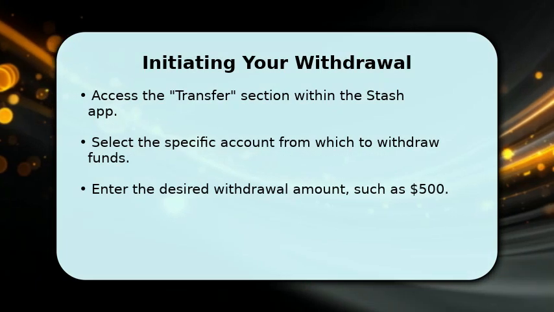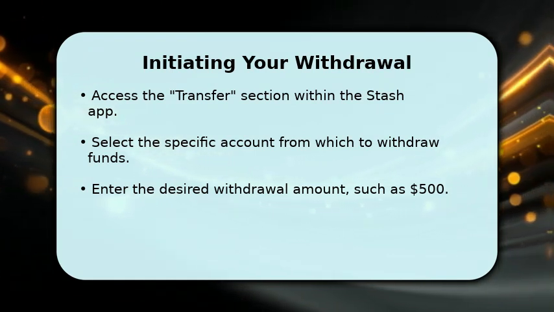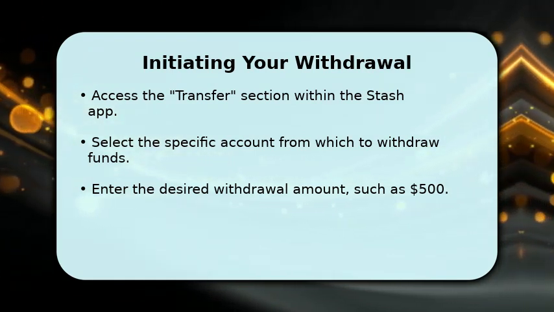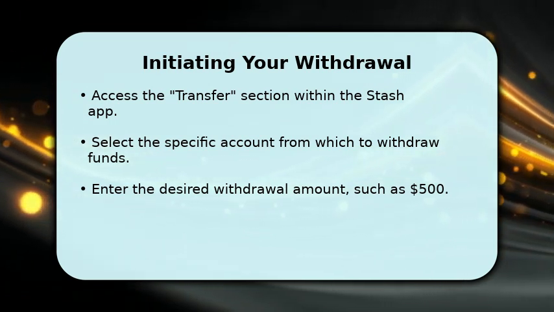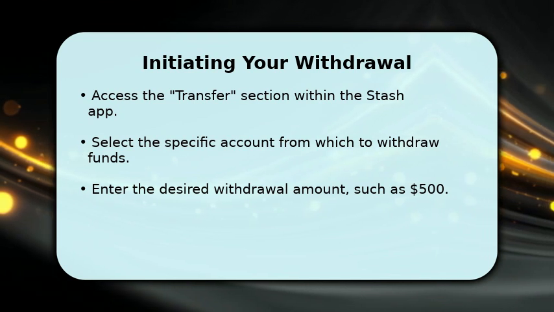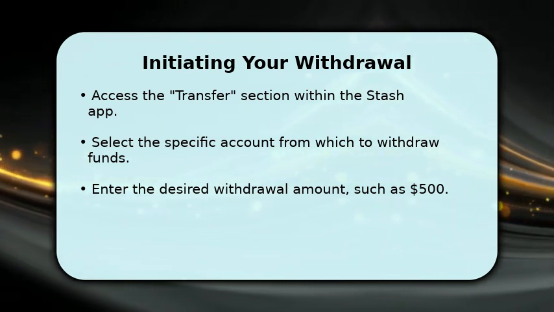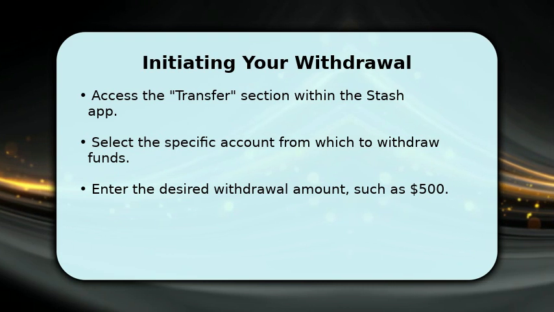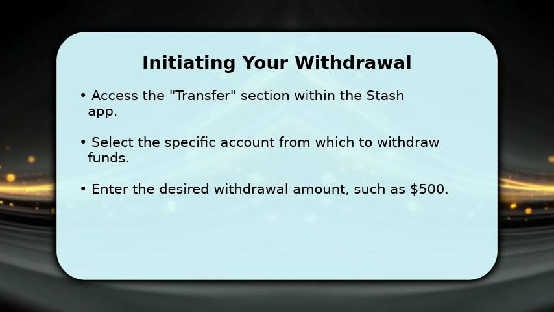To begin, open your Stash app and navigate to the Transfer section. This is where you manage all your money movements. From there, you'll select the specific Stash account you wish to withdraw from, whether it's your Invest, Smart Portfolios, or banking account. Then, simply enter the exact amount you want to transfer out. Make sure to double-check the amount before confirming to ensure accuracy.